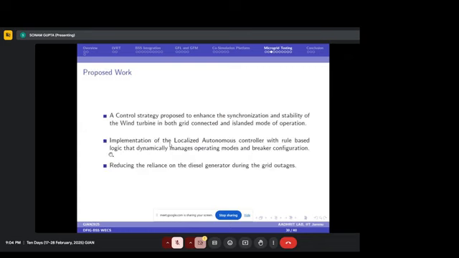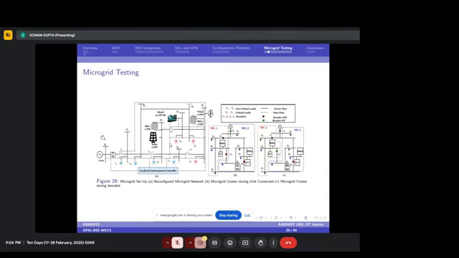So here, we have implemented a localized autonomous controller with rule-based logic that dynamically manages the operating modes and the breaker configuration. And the other thing, if we look at this network, conventionally, if the grid is not there, then our main resource is the diesel generator. This diesel generator is the conventional way of running the microgrid in the islanded, or standalone, mode.